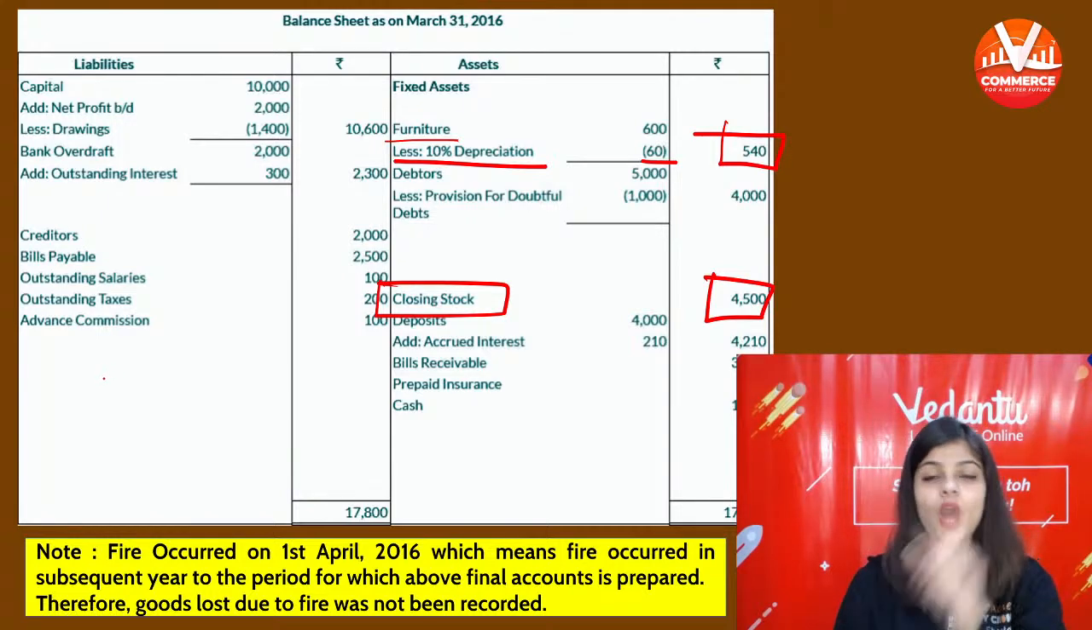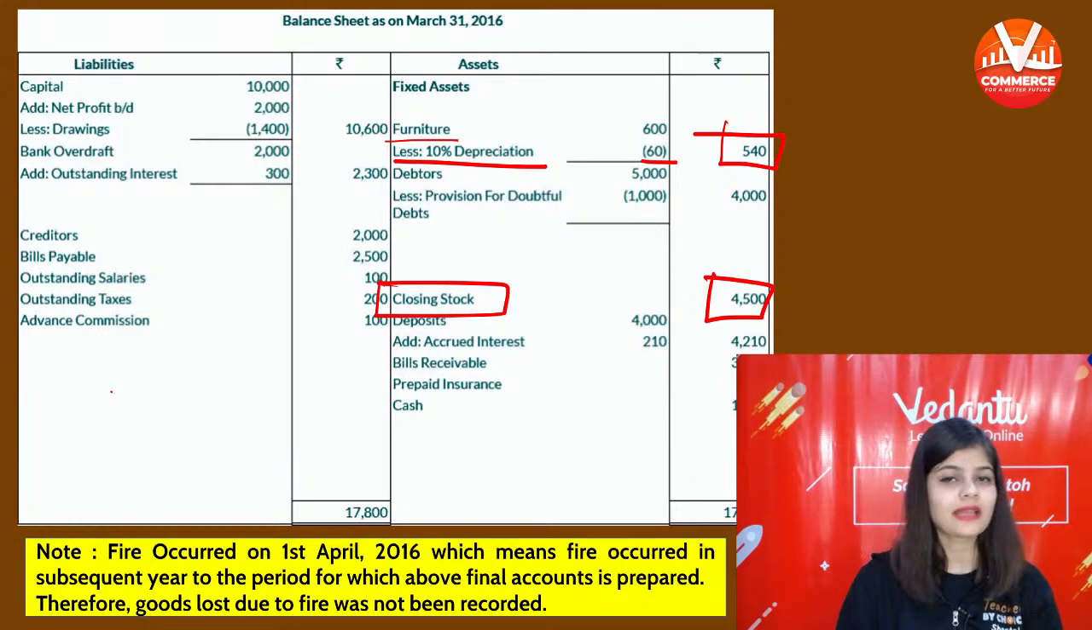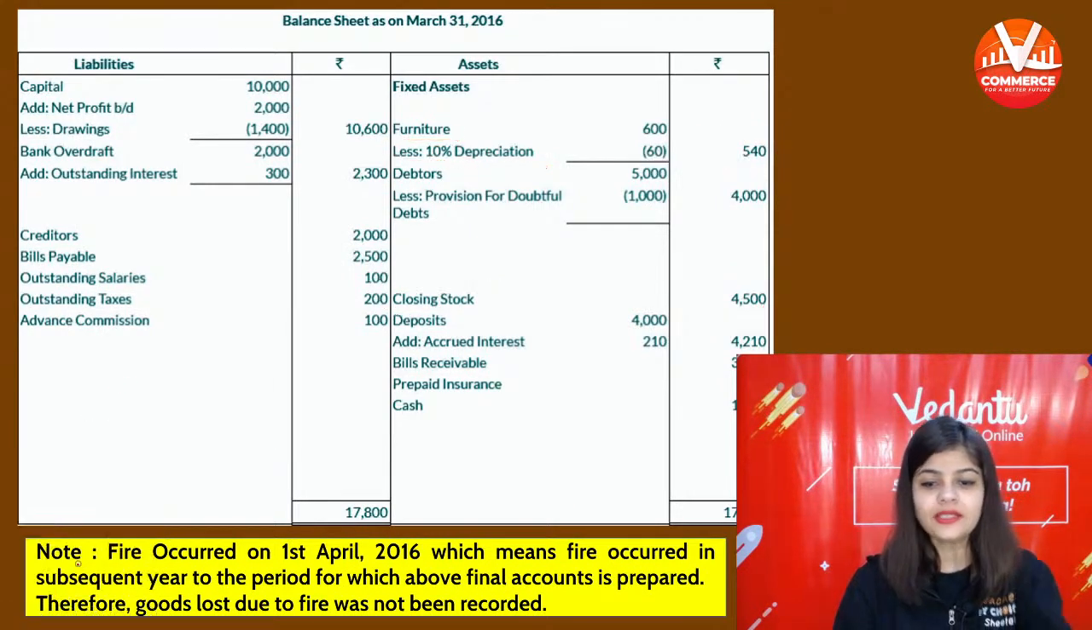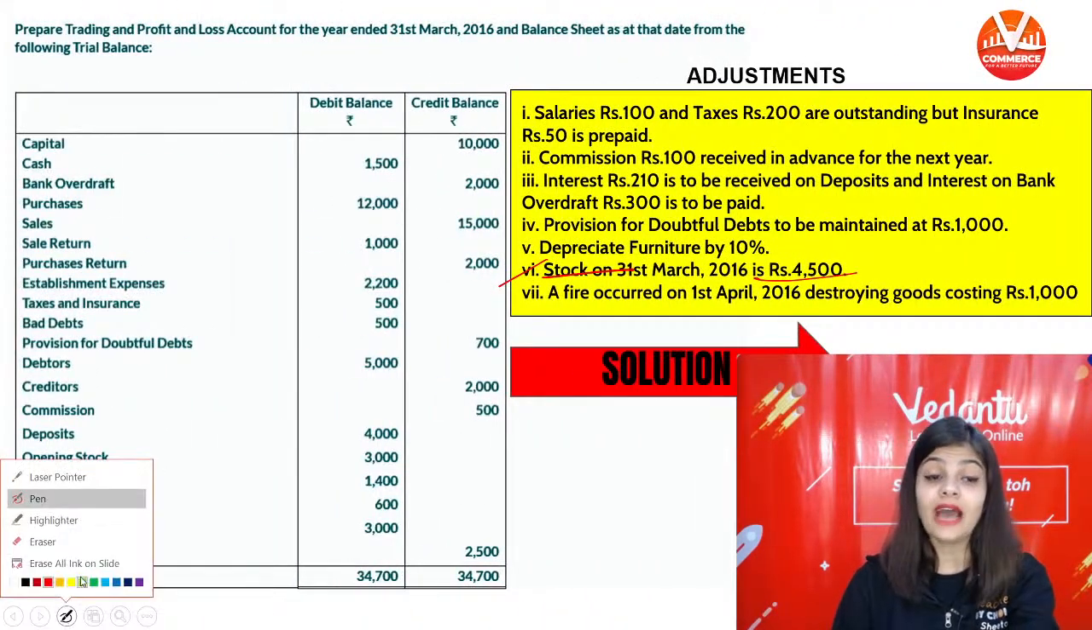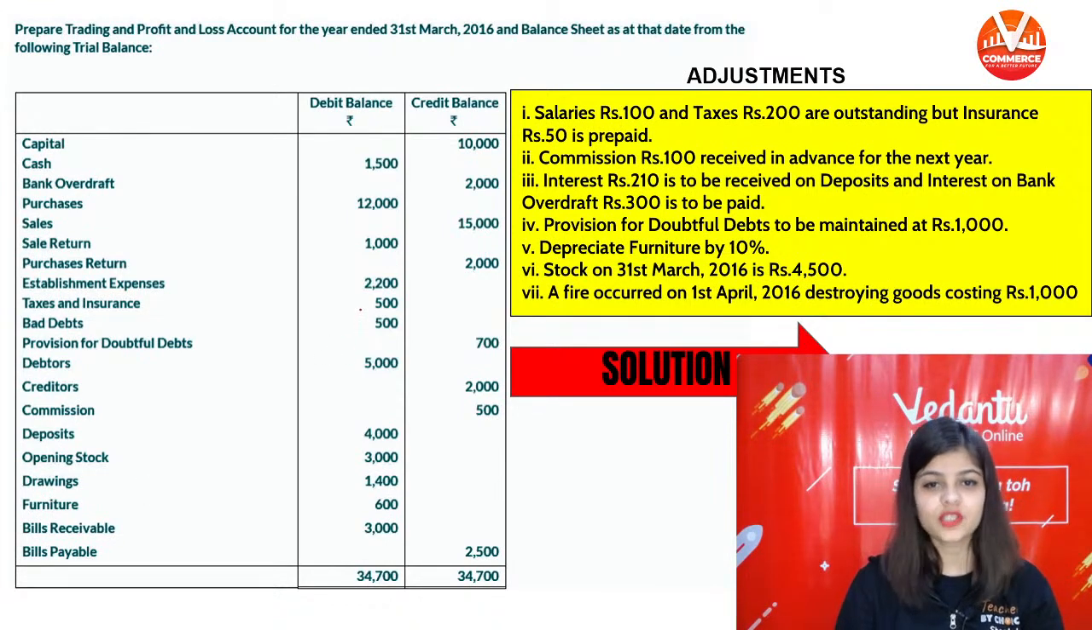Asset side of balance sheet, closing stock 4,500. So closing stock trading account में credit side record होगा और balance sheet में asset side record होगा. This adjustment is also complete. And here we are to the last adjustment of this question.